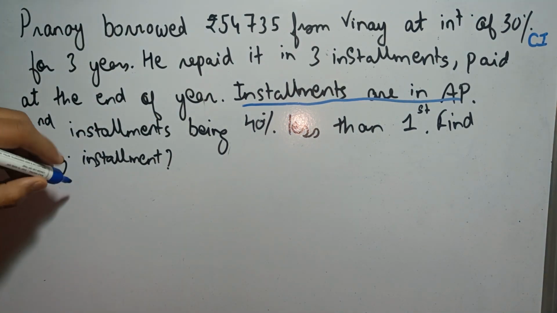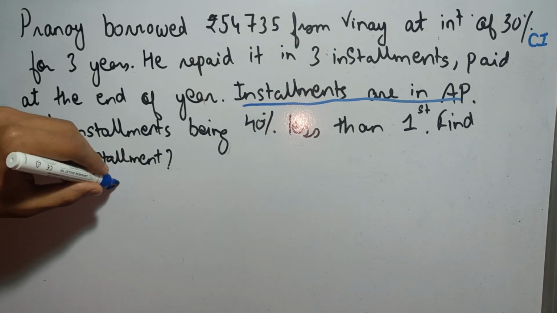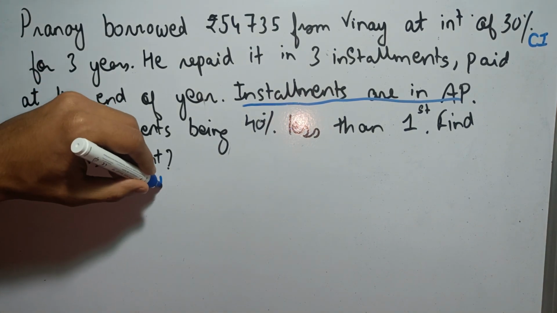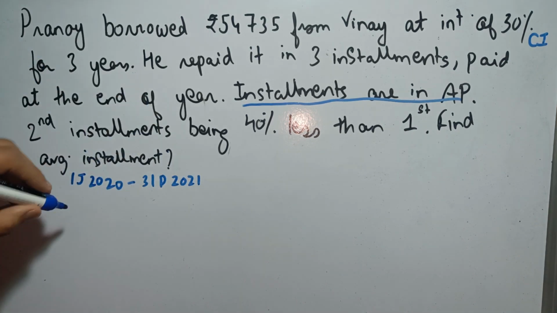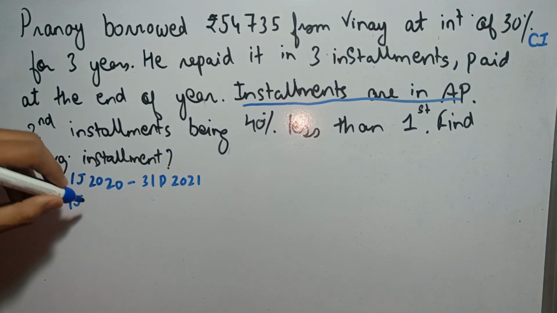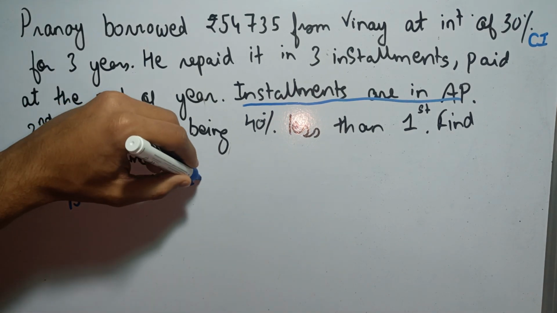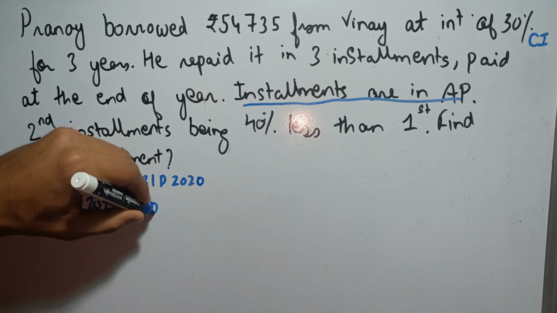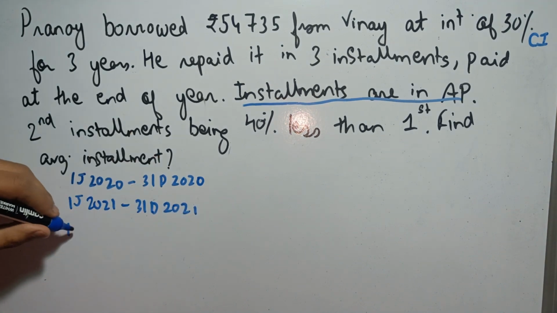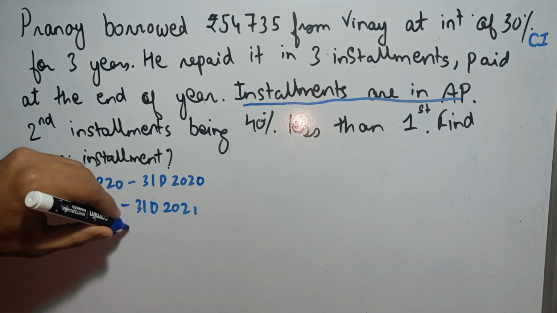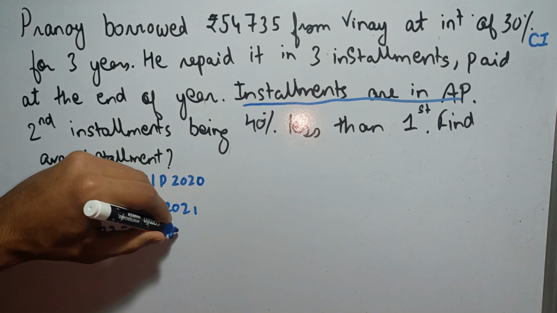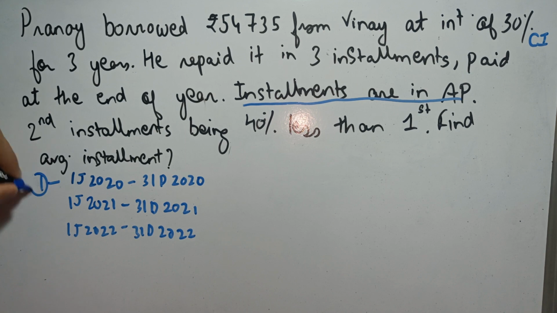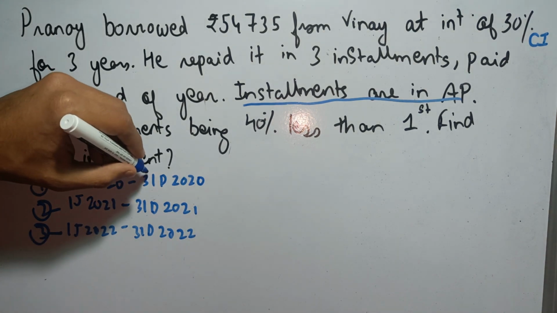For example, if I take my first year to start on 1st Jan 2020 and end on 31st December 2020, then my next year starts on 1st Jan 2021 and ends on 31st December 2021, and the last year is 1st Jan 2022 to 31st December 2022. So the 3 installments are paid at the end of the year, that is, on 31st December.